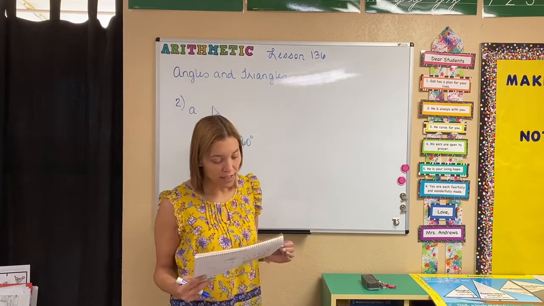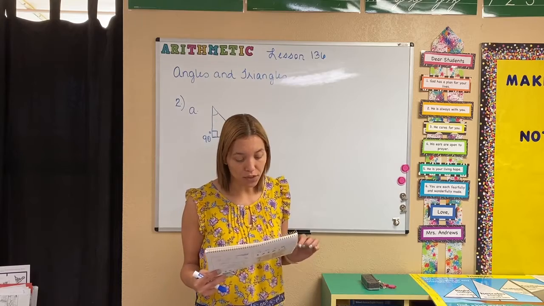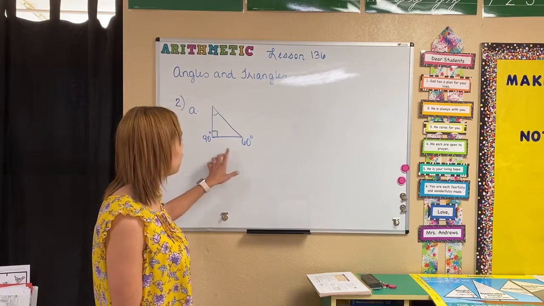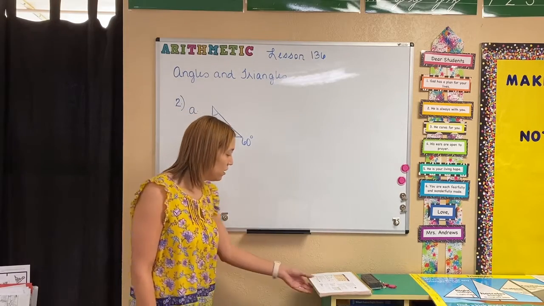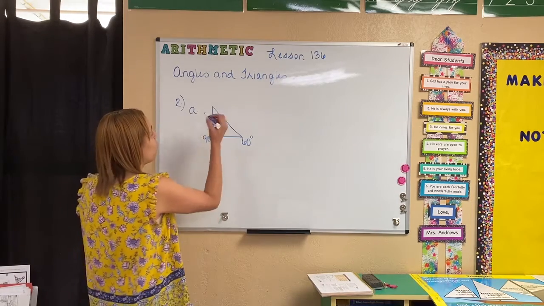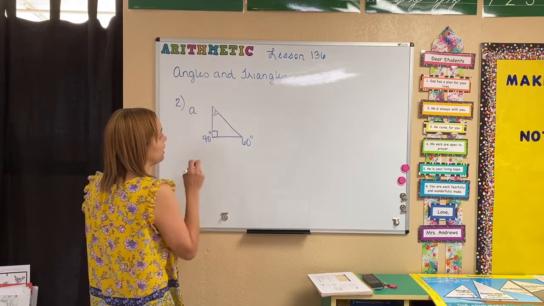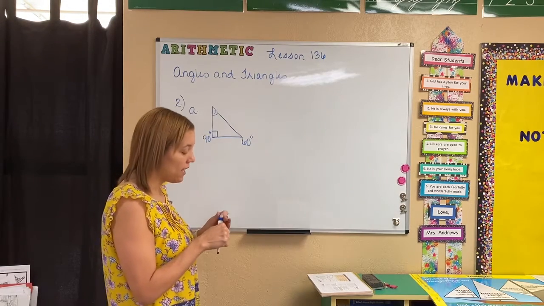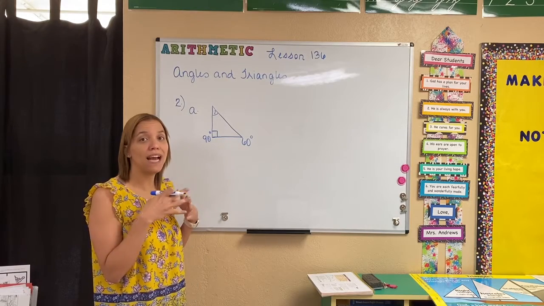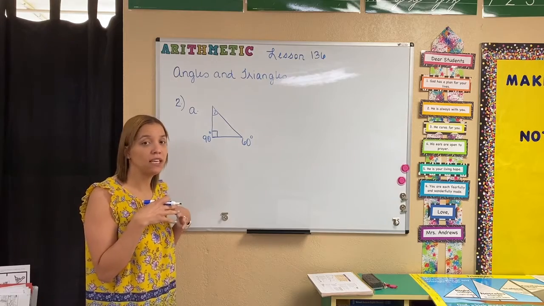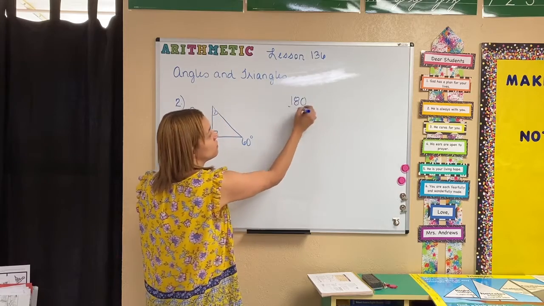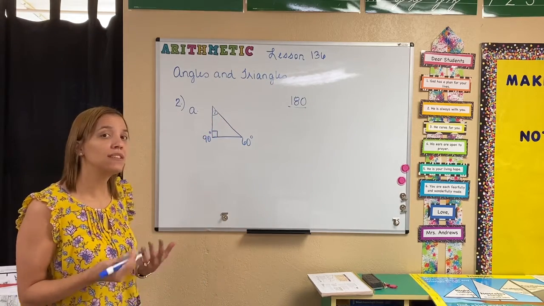On number 2, letter A, they want you to find the measure of the third angle in each of the triangles. So they're giving you the measurements for two of the angles, but you want to know the value of the third one. And remember, we said that when we add the angles of the triangle, it should add up to 180. This is what it should add up to. So this is how you would find that.